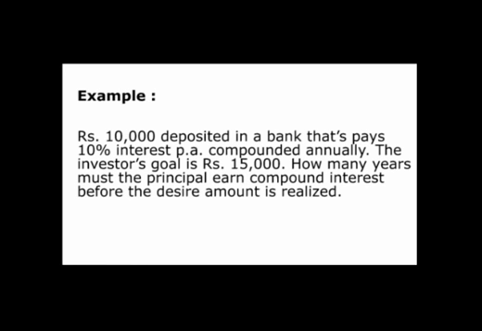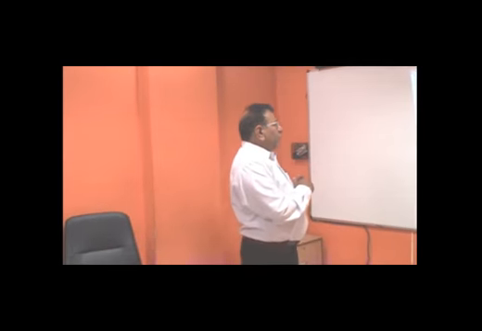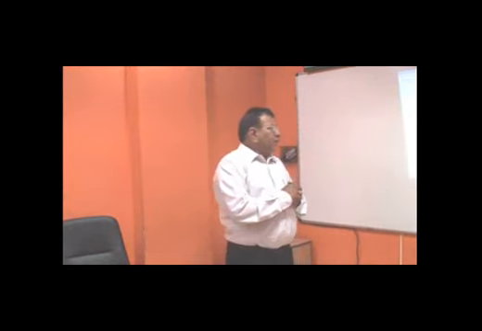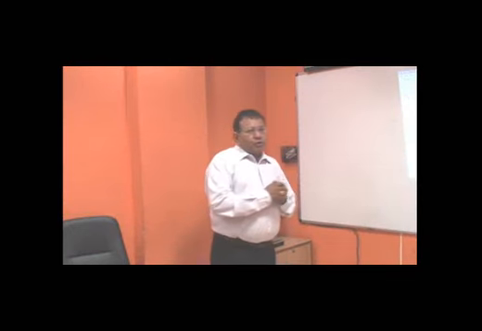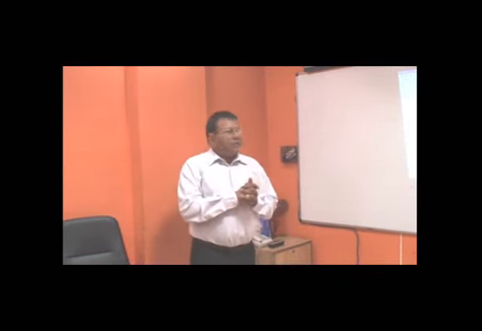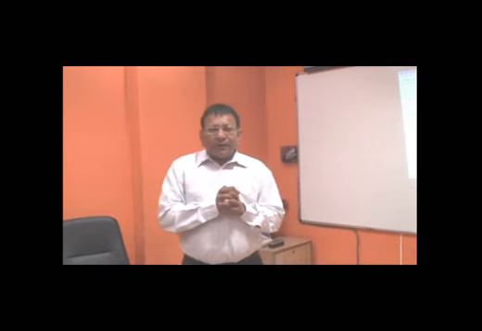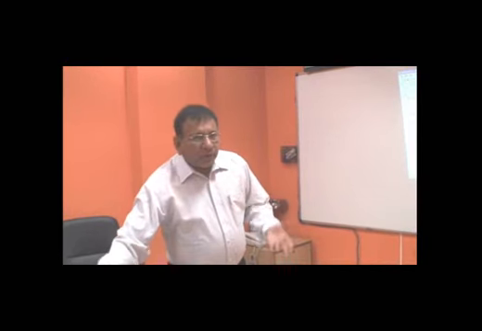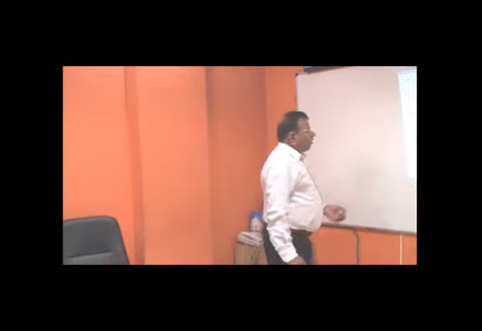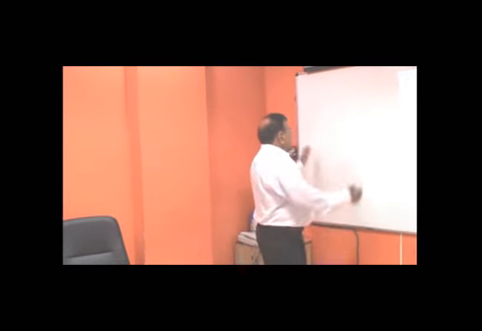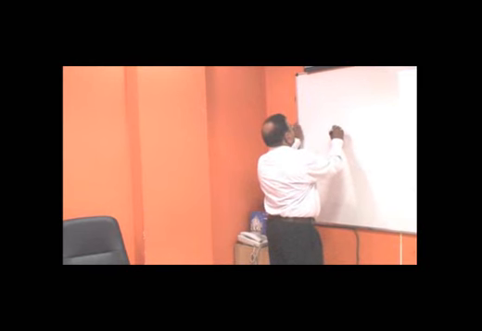So here the rate of interest is given. The targeted amount of 15,000 is also given. The value of 10,000, which is being deposited in the bank right now, is also there. But the person wants to know in how many years this 10,000 will become 15,000 at a rate of 10% per annum, which is compounded on an annual basis. So we can use the time value of money for calculating the period. The formula would be the same.